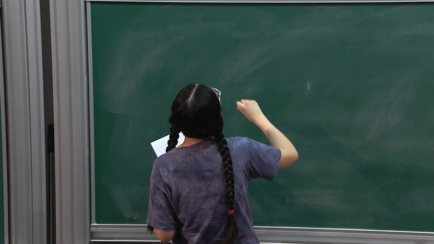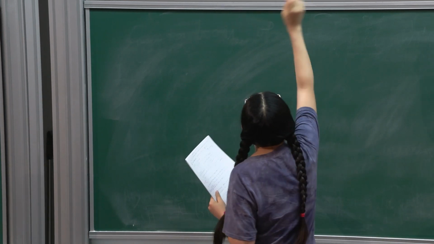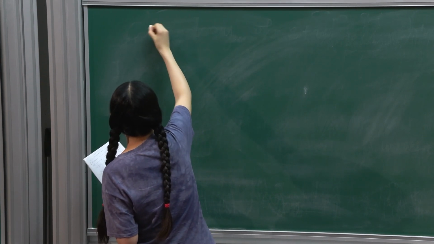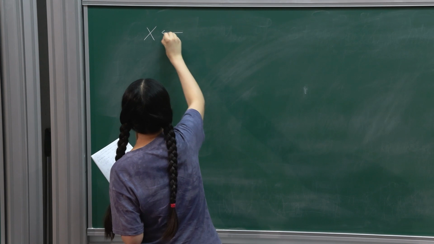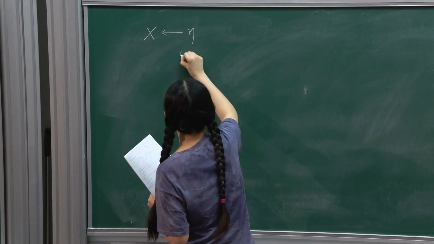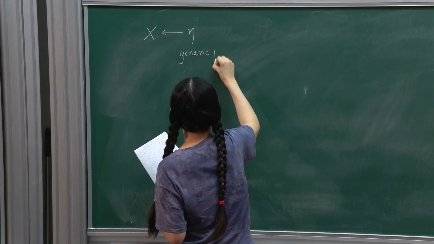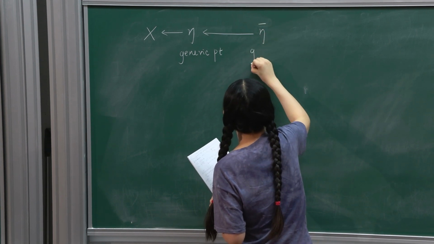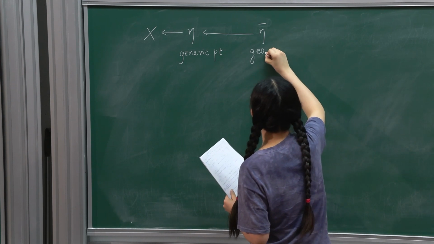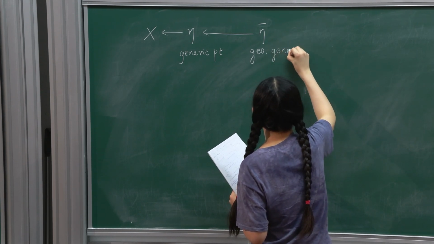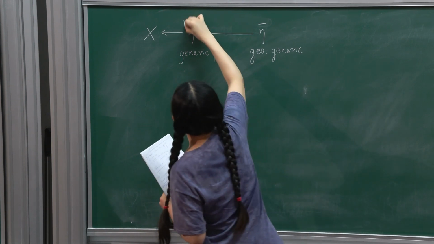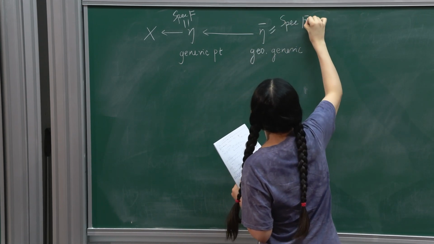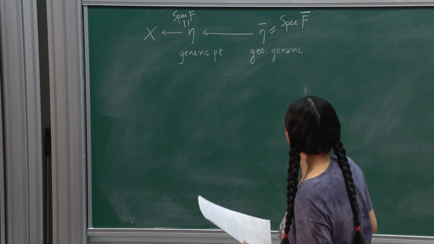And we fix some more. So we will consider the generic fiber of this cohomology sheaf. So we will note eta, the generic point of X, and we note eta bar, the geometric generic point; we fix eta bar a geometric generic point. So this is Spec F. This is Spec F bar, algebraic closure of F.